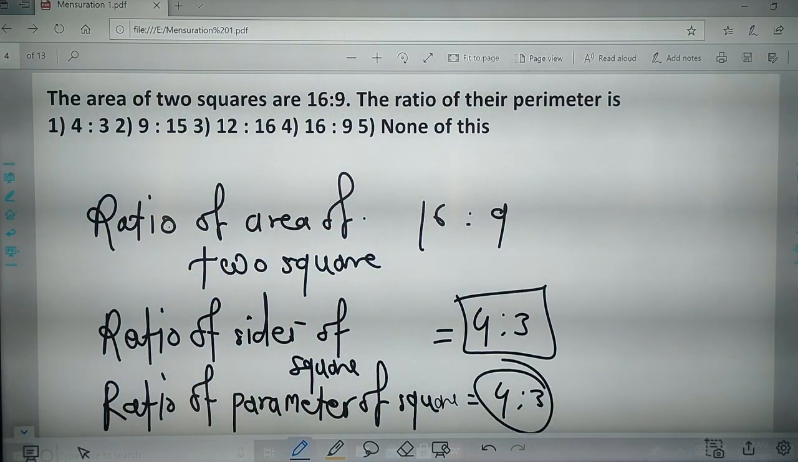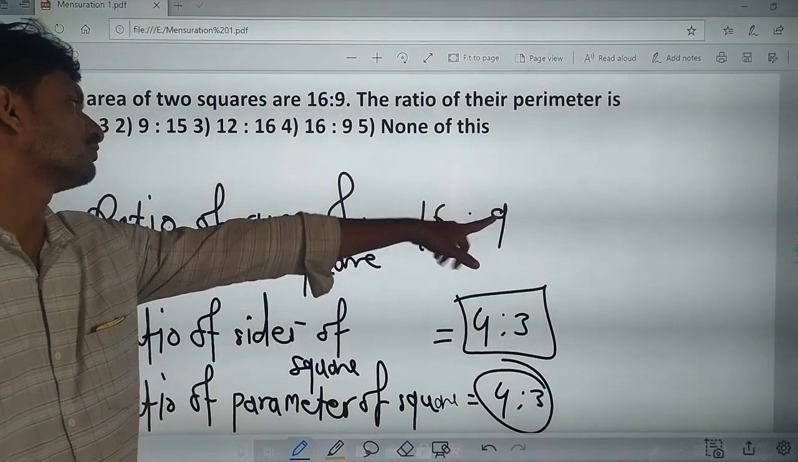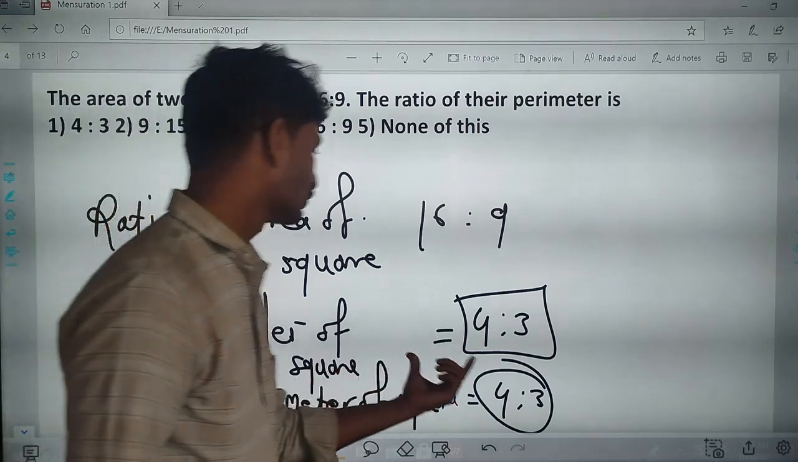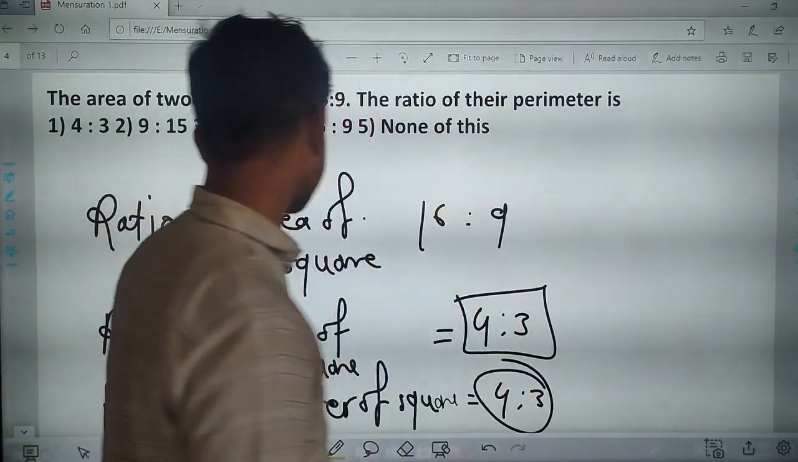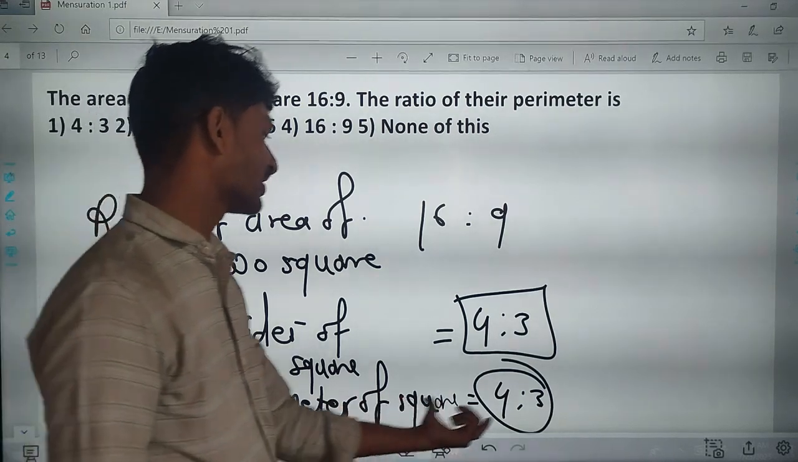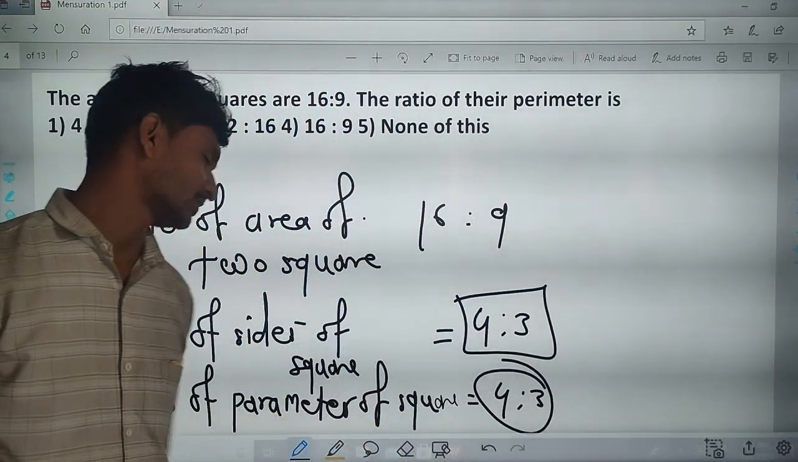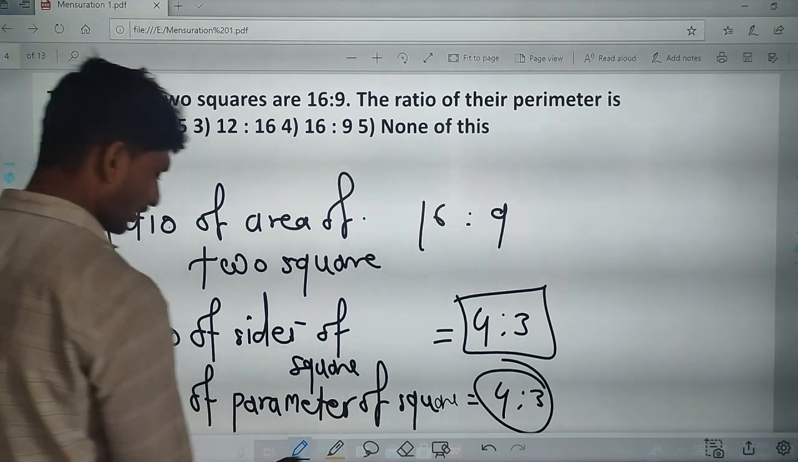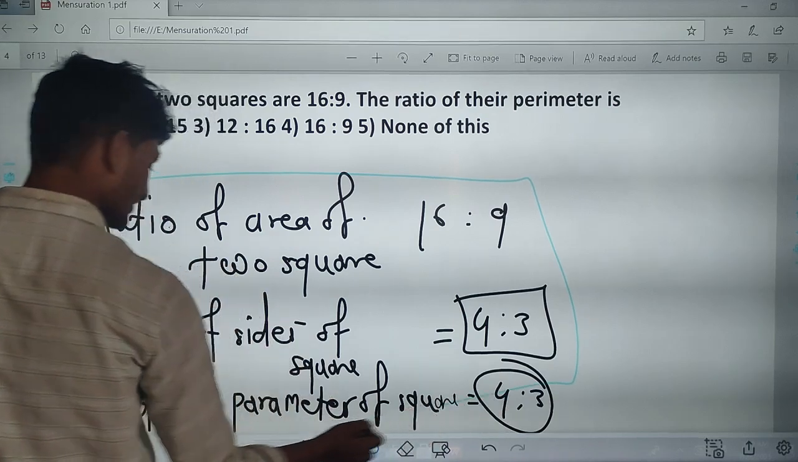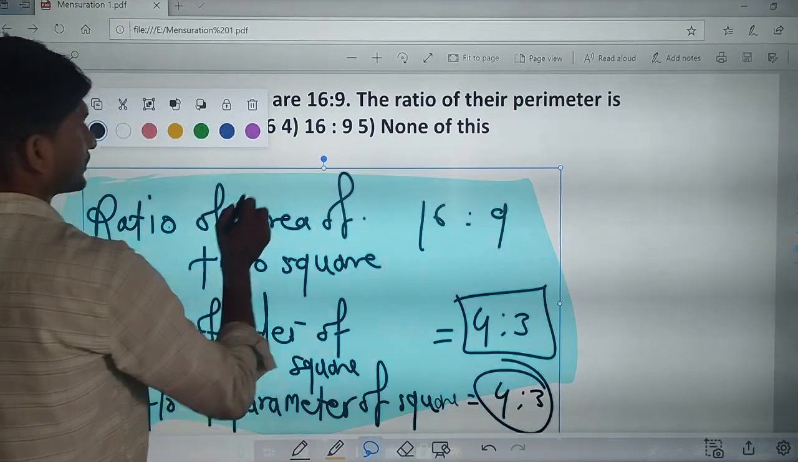The ratio of the areas of two squares is 16:9. Then the ratio of the sides of the squares is 4:3. Then the ratio of the perimeters of the squares is also 4:3. Your answer is 4:3.